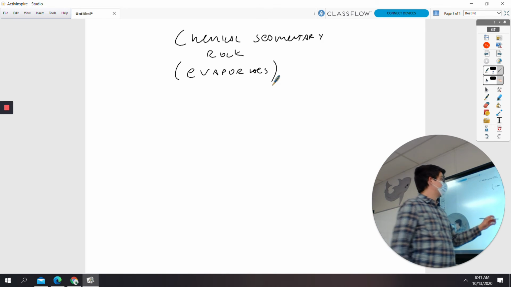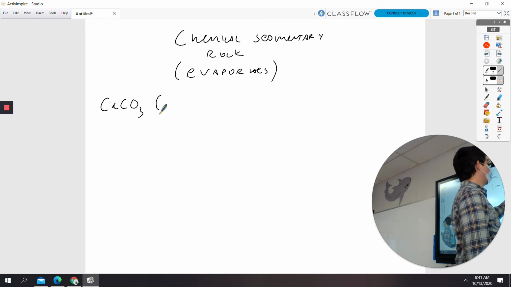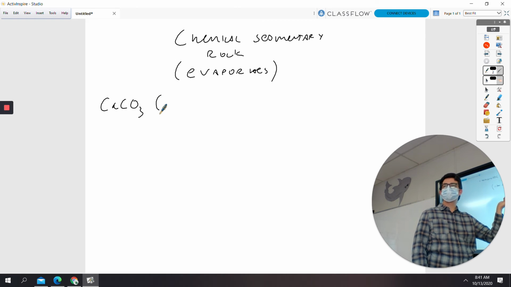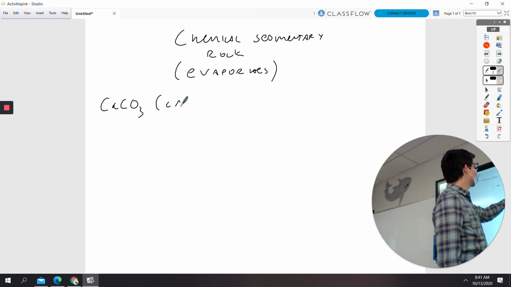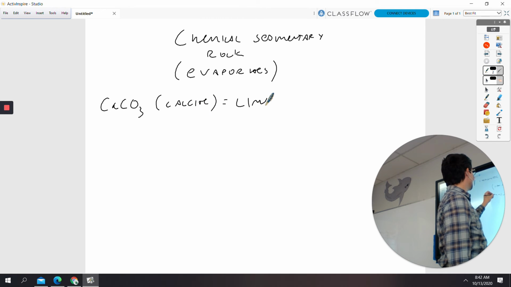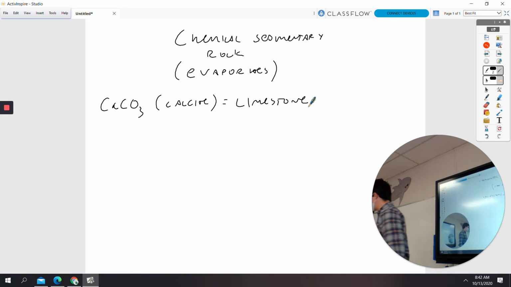So the main one of these is calcium carbonate, which is CaCO3. Do you remember what mineral CaCO3 is? Calcium carbonate. What do we call the mineral that's calcium carbonate? Calcite, yeah. So this is made of the mineral calcite. And this rock we call limestone. This is one of the most common sedimentary rocks.